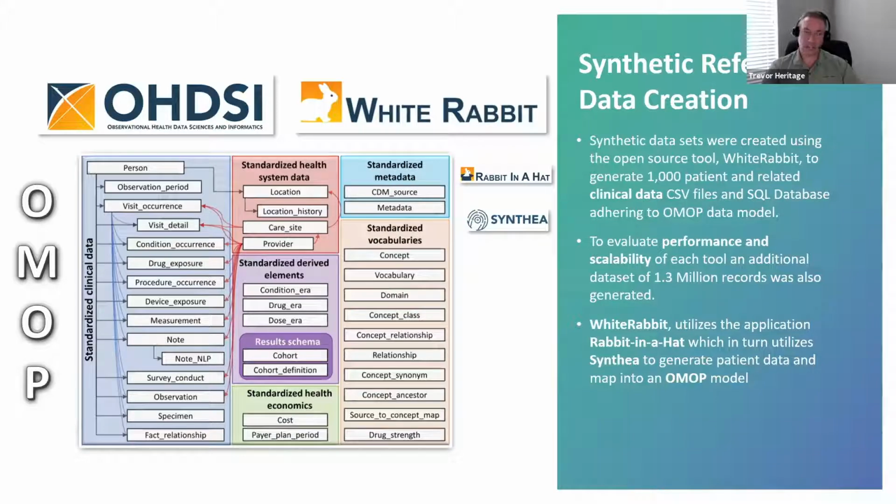To create the synthetic data sets, we used the open source tool Synthea for the patient data generation, with White Rabbit and Rabbit in a Hat then to map that patient data into a standard OMOP model from which we did the rest of the analysis.